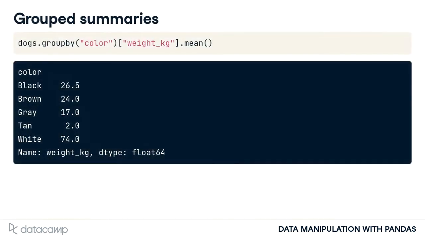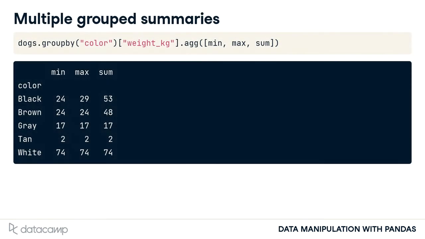That's where the group by method comes in. We can group by the color variable, select the weight column, and take the mean. This will give us the mean weight for each dog color. This was just one line of code compared to the 5 we had to write before to get the same results. Just like with ungrouped summary statistics, we can use the agg method to get multiple statistics.